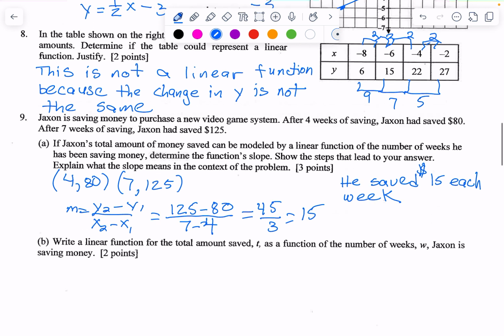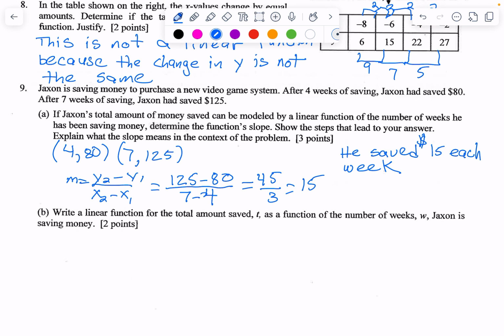Okay, and then down here it says write a linear function. So what we're missing now in y equals mx plus b, we need the b. So I'm going to use the point (4, 80). Okay, and I'm going to plug those in along with my slope, that is 15.